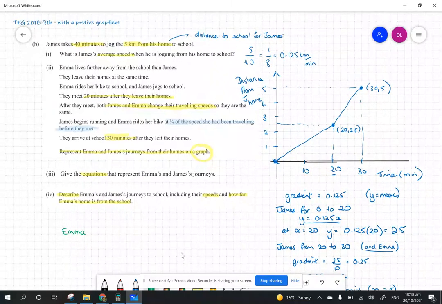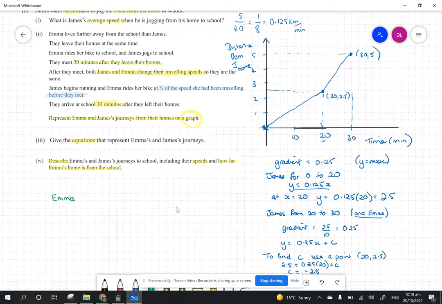All right, we're doing the 2018 paper, question 1b, and this is the second part of it, and we're doing it with a positive gradient in this case. Okay, so we were up to here, and we were talking about James from 20 to 30 minutes after trying to explain this line here.